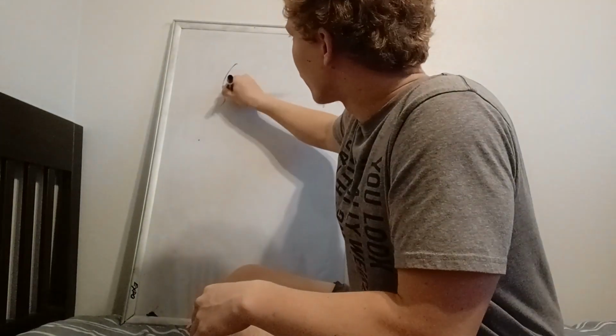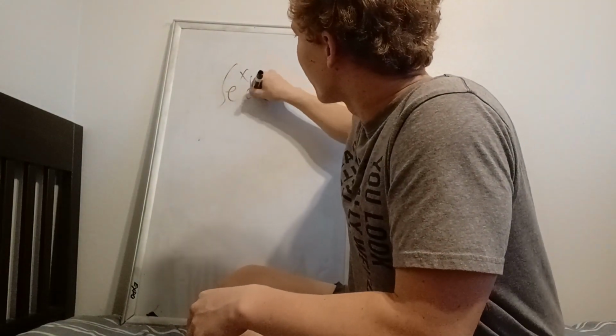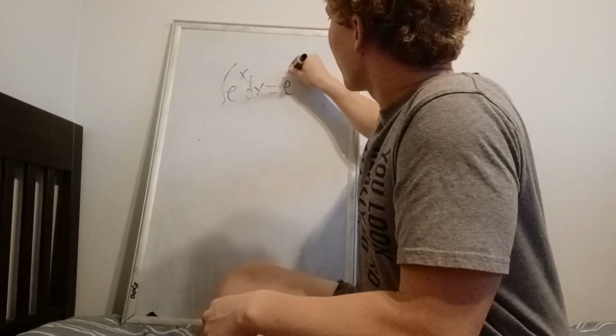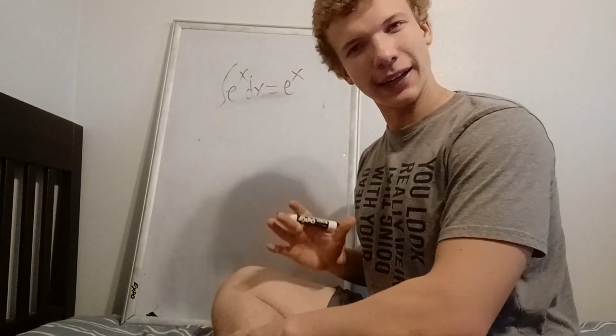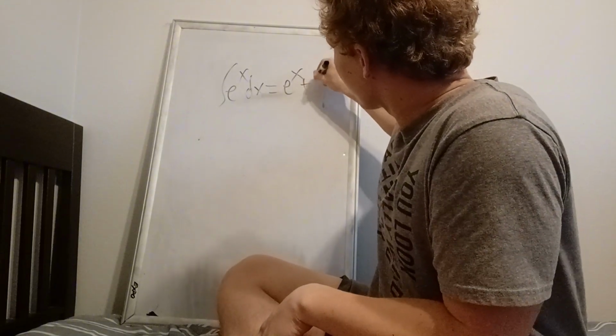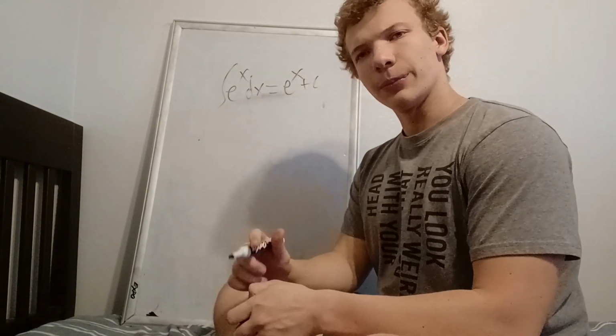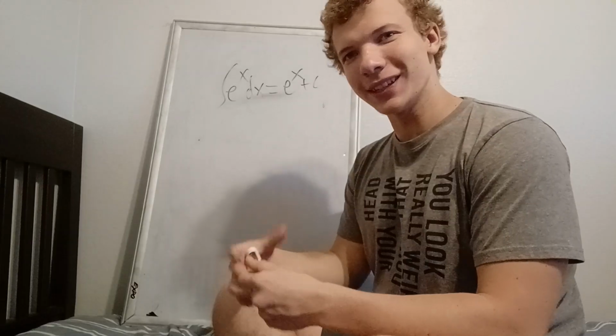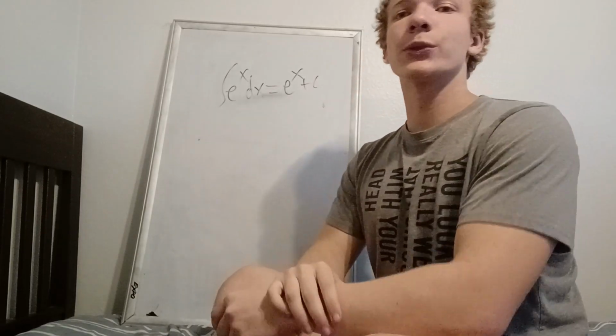Now, those rules are true. However, I have been lying to you about something. Let's take that integral of e to the x again. This is not actually equal to e to the x, technically. It's equal to e to the x plus c. What? What's c? What is that doing here? C is what's known as the constant of integration.